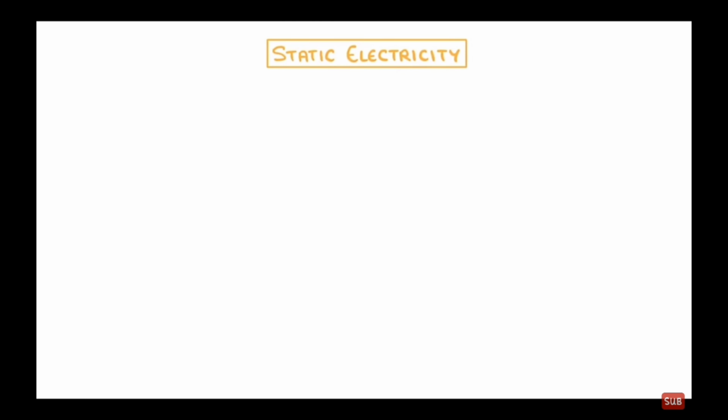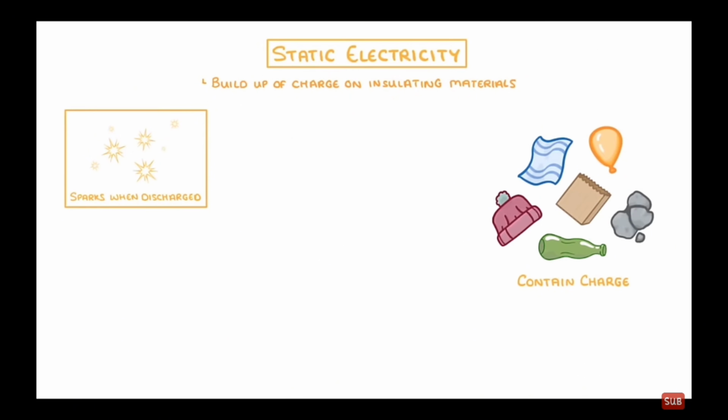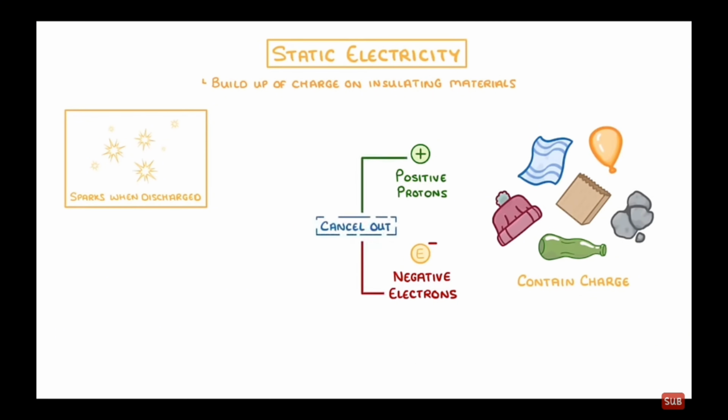Today's video covers static electricity, which is the buildup of charge on insulating materials, and can cause sparks when it's discharged. Now, all materials contain charge, because they contain positive protons and negative electrons. Normally though, these charges cancel each other out, which means that most materials are neutral overall.